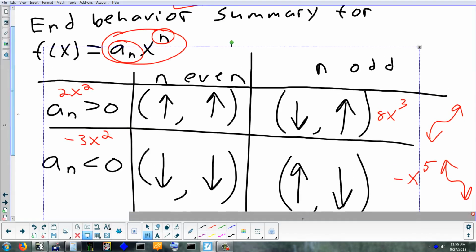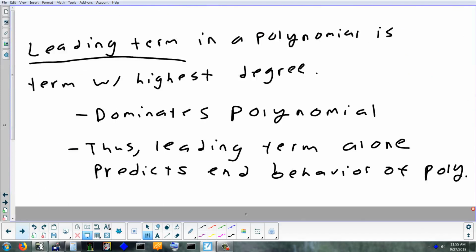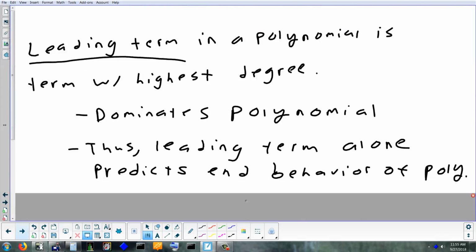Okay, so any questions on the two things you have to focus on? The number in front and the exponent. I already said all of this. All you're looking at is the leading term. It's the term with the highest exponent. That term completely controls the polynomial.